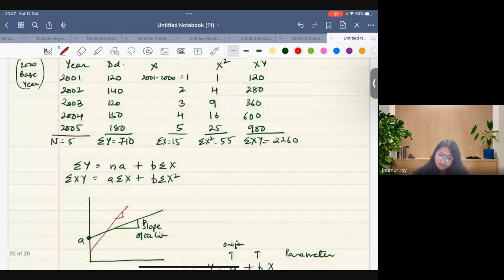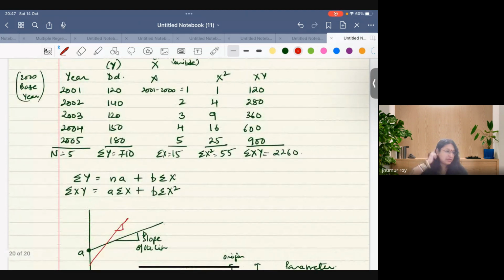I'll just put the values and tell you the end values, what is coming. It is just simple simultaneous equations which you need to solve. So I'll just be putting the values and giving you the final values. So sigma y in this case is 710, is equal to how many years?